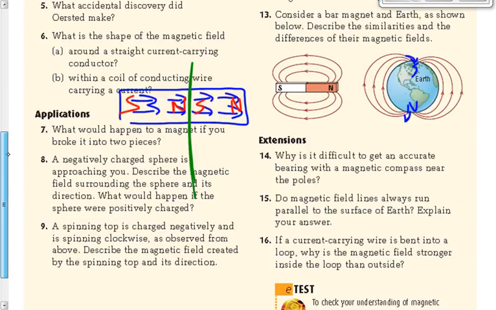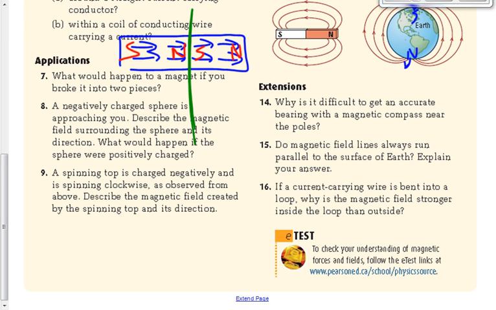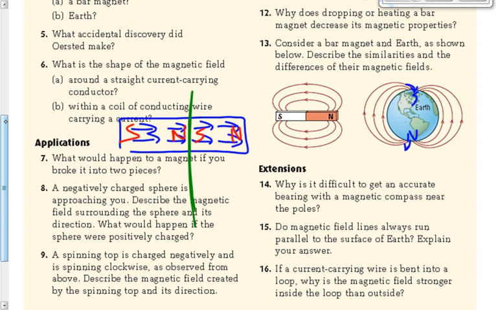Question 15: Do magnetic field lines always run parallel to the surface of the Earth? Explain your answer. Let's go back to that diagram that was in question number 13. These field lines aren't exactly parallel to the Earth, but they're pretty much parallel to the Earth, right? Are all field lines parallel to the Earth in all places on the Earth? No. Where are they not parallel to the Earth? At the North Pole and the South Pole. And that's why we can't use a traditional compass there, right? Because the compass points parallel to the Earth, or on the plane of the Earth. But at the North Pole and the South Pole, the field lines point into the Earth or away from the Earth, so the compass can't react to that.